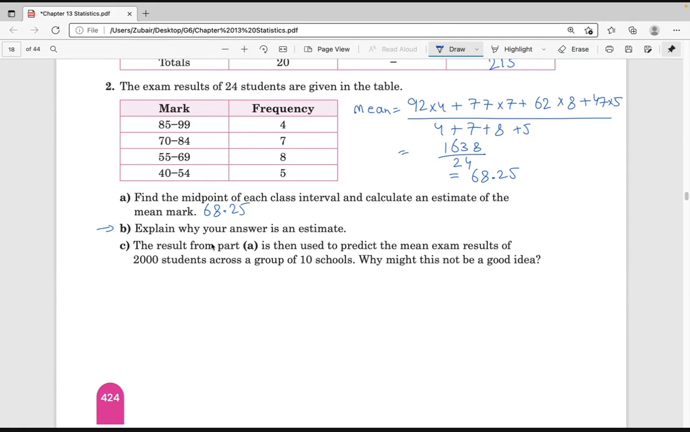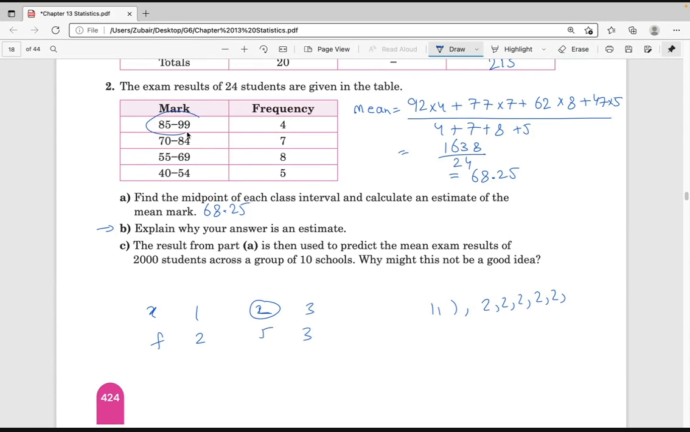B part says explain why your answer is an estimate. Now, when we were multiplying these numbers, do you remember in table 1, 2, 3, frequency 2, frequency 5, frequency 3, this was X, this was F. I know that 1 is occurring 2 times. I knew that 2 was occurring 5 times. So that was the actual data.